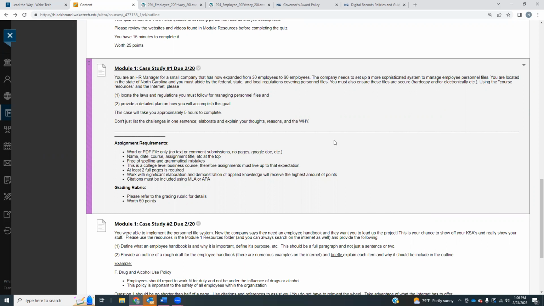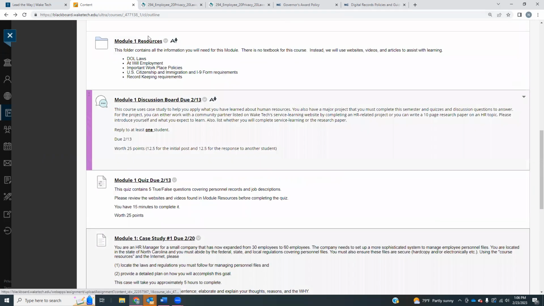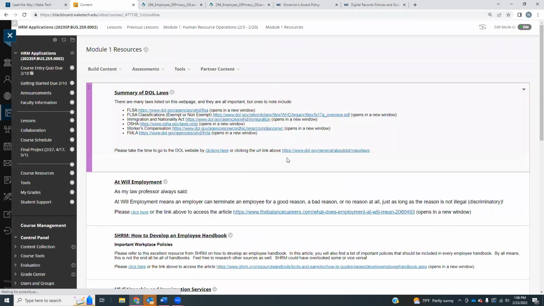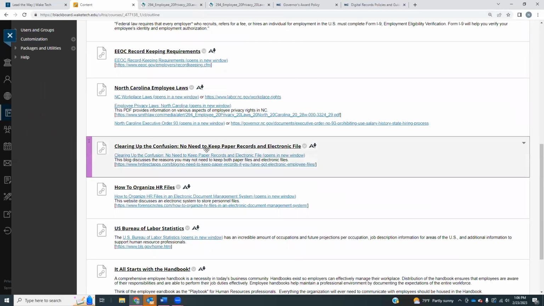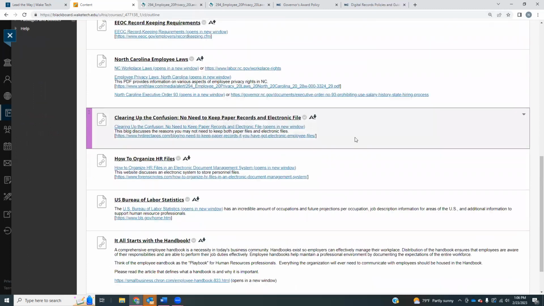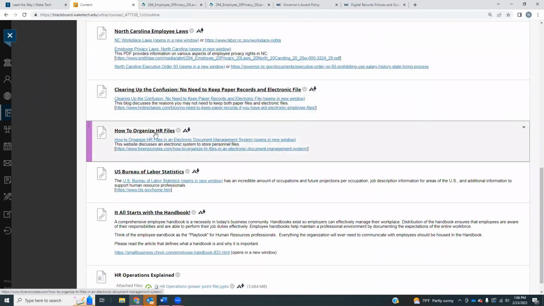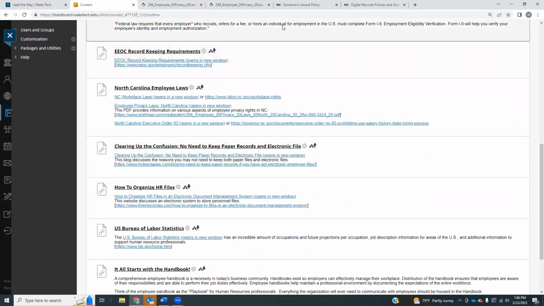Most students, if they do miss anything on the assignment, they miss it in the first section, but I will tell you most students get the second section right, because it's just a matter of opinion and a well-supported opinion at that. If you go up to your resources one last time, you can see that here we talked a little bit about paper record keeping versus electronic, and then how to organize the file. So hopefully that helped you with that second question.